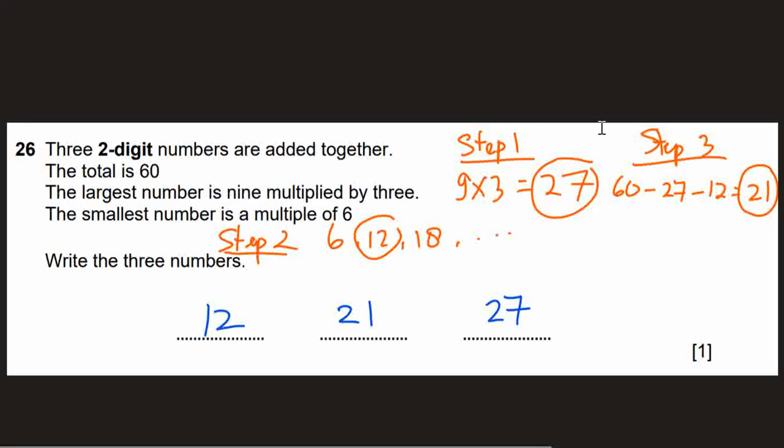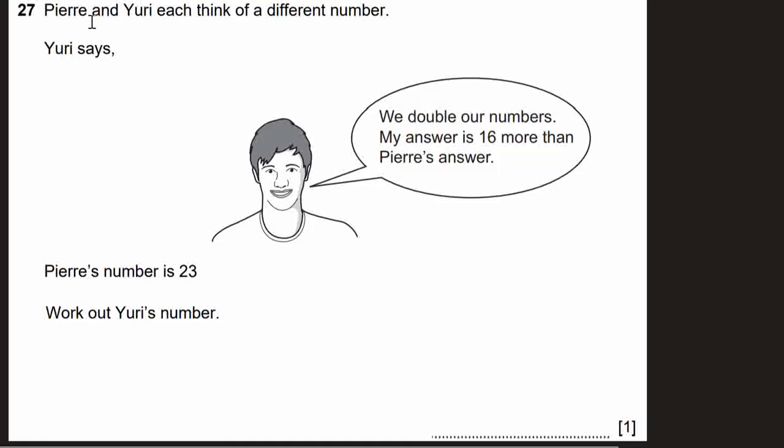Here are the answers and explanation. Question 27. Pierre and Yuri each think of a different number. Yuri says, I double my number. My answer is 16 more than Pierre's answer. Pierre's number is 23. Work out Yuri's number. One minute from now.